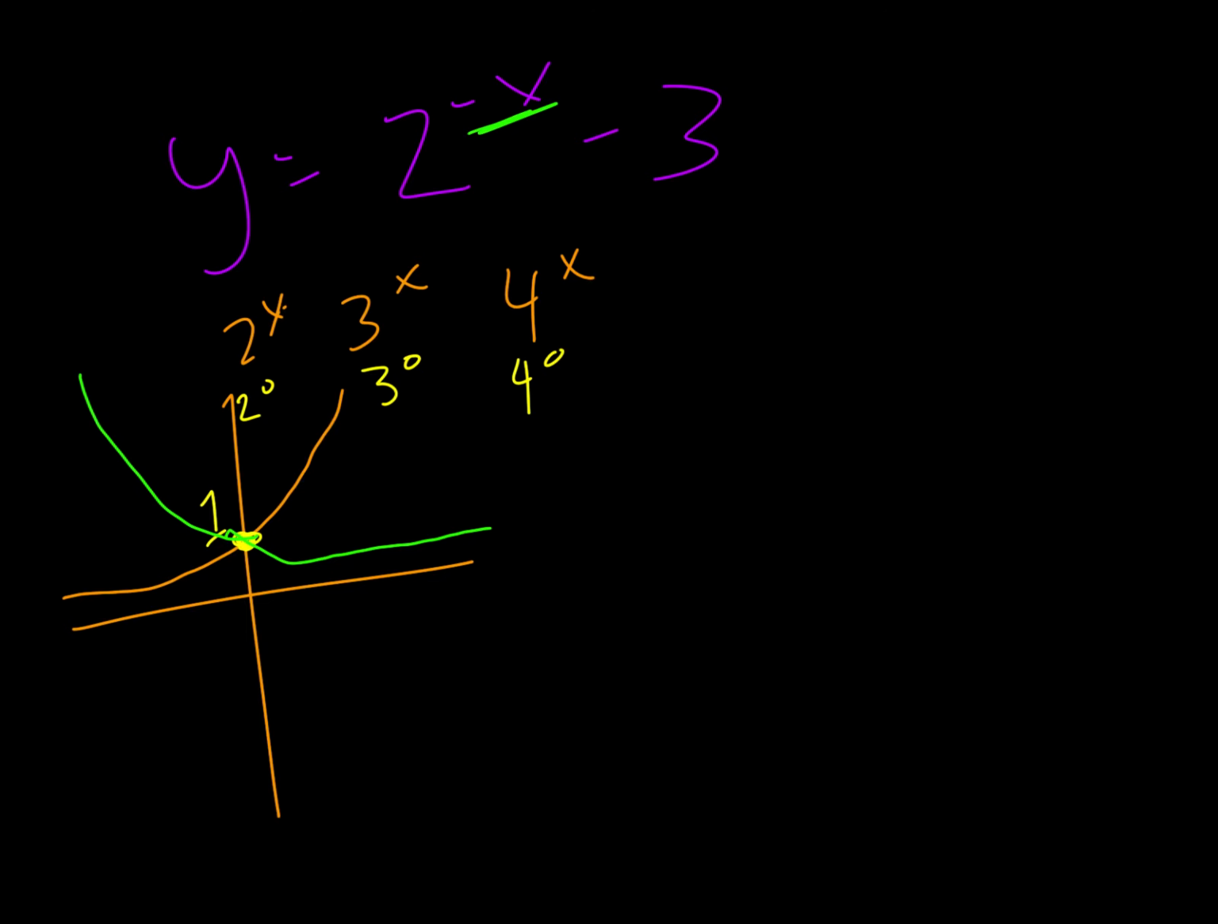Now, the negative 3, what that's going to do is shift it down 3. So right now we have a horizontal asymptote on the x-axis, so that's at 0. And so we're going to move that down by 3. So that's going to be 1, 2, 3. So our new horizontal asymptote is going to be down at negative 3. Now, our y-intercept is at 1, and if we move that down by 3, we go 1, 2, 3. So that's now right here.